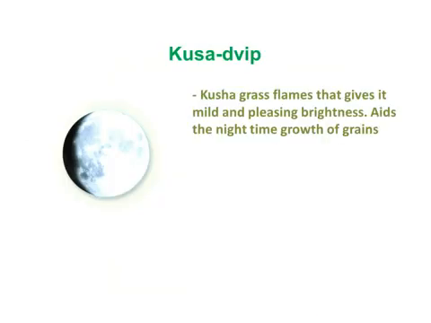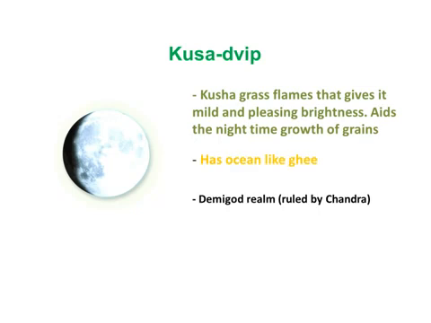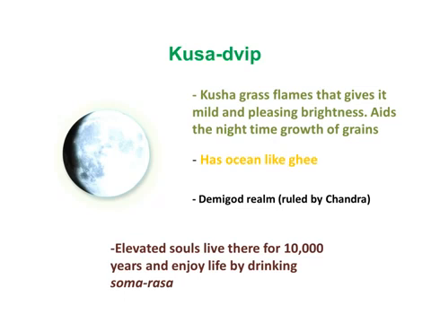Looking at the planet of Kushadvipa, it has Kusha grass flames that give it a mild and pleasing brightness, and aid the nighttime growth of grains. It has an ocean of ghee, a demigod realm, ruled by King Chandra, and elevated souls live there for 10,000 years and enjoy life by drinking soma-rasa.